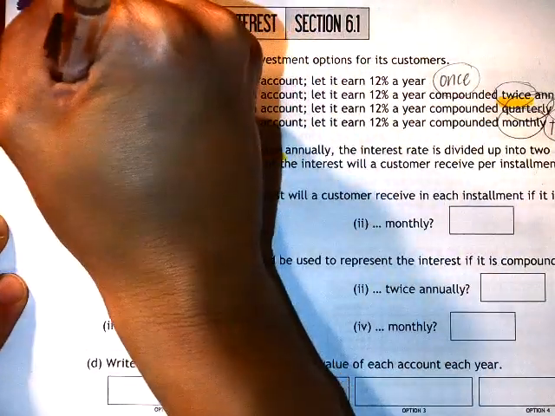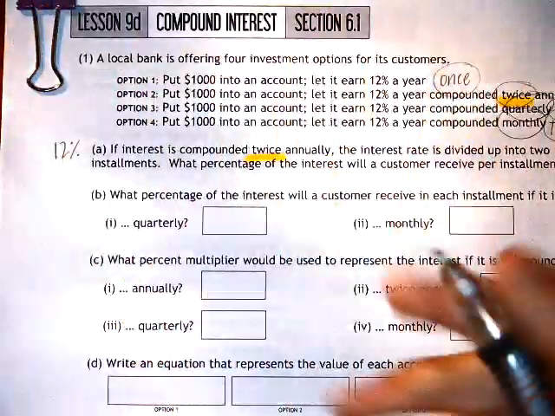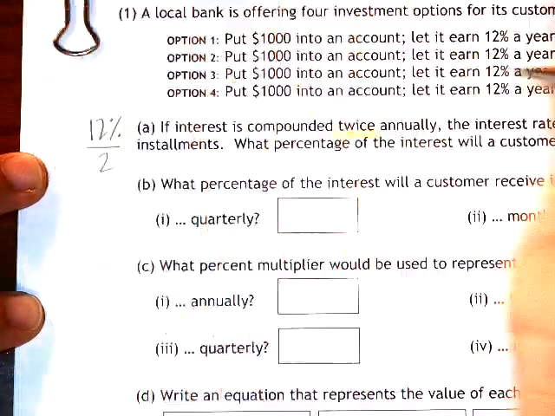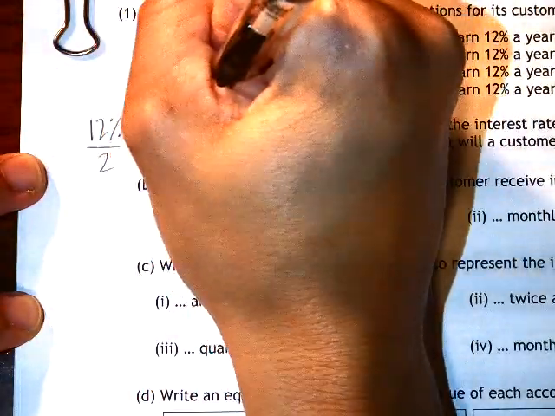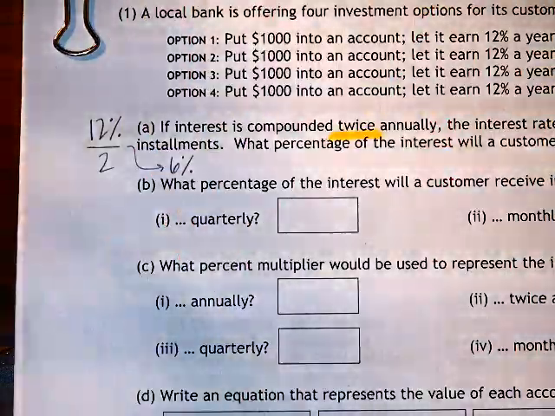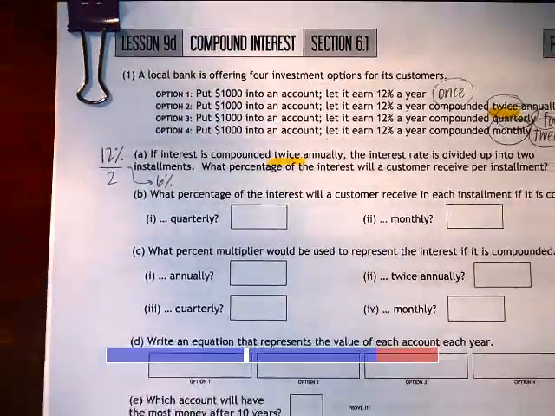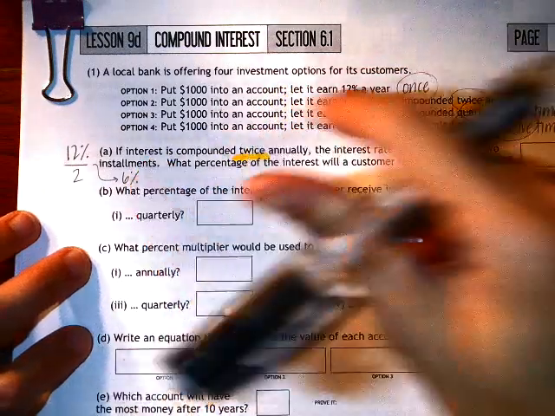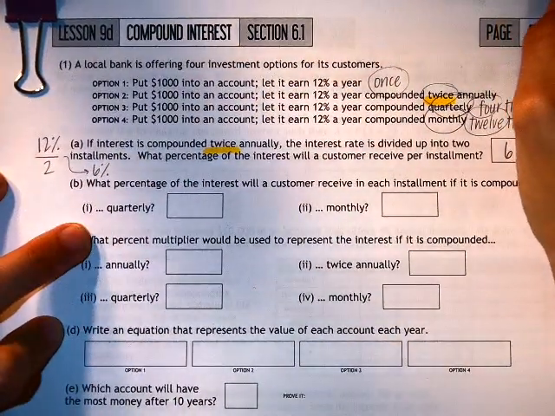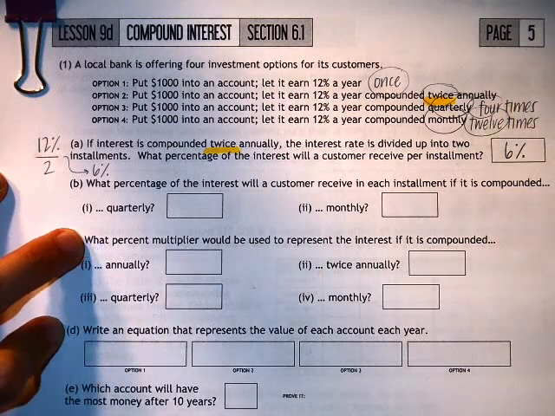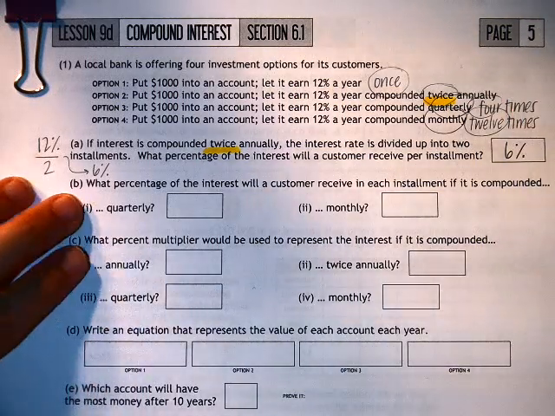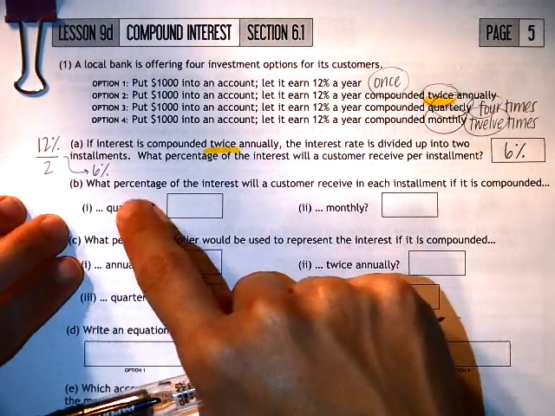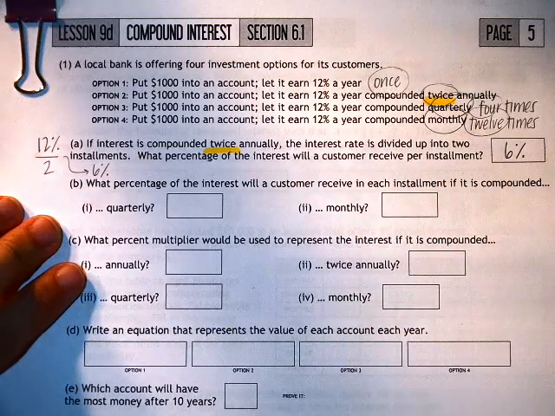If the bank is going to give us 12% interest, but they're going to split it into 2 payments, 12% divided by 2 would be a 6% payment. So in each installment, an installment is like a payment, we're going to get 6% of that interest. So think about it logically then in part B. What would we be getting as a percentage if we divided our time quarterly or monthly?